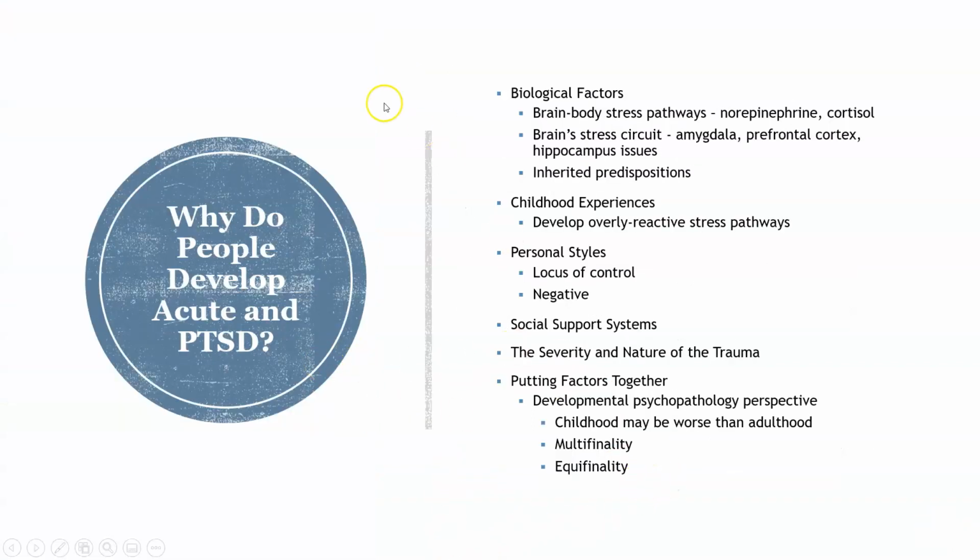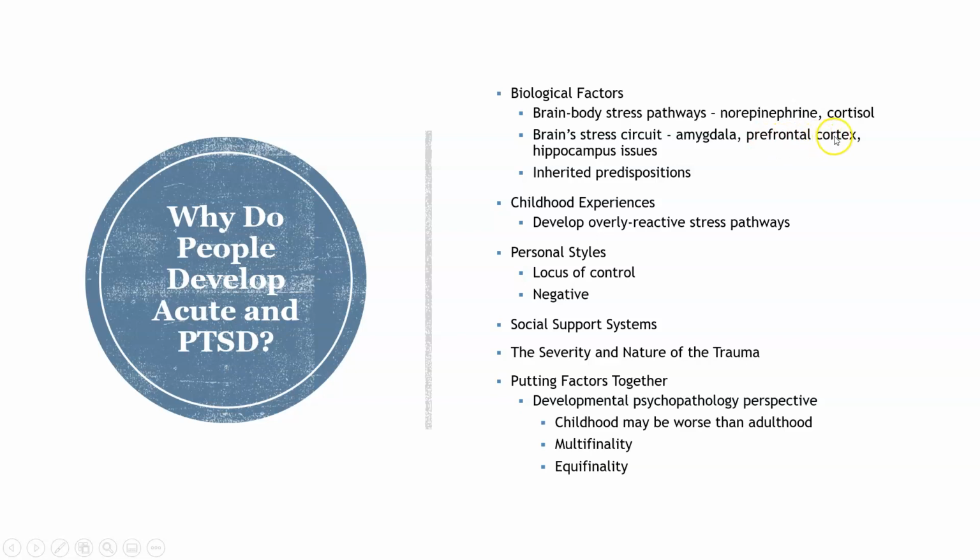And so why do people develop acute and post-traumatic stress disorder? Well, there could be biological factors that we talked about, disruption in those brain-body stress pathways, right? Our brain stress circuit is basically having misinformation between the amygdala, the prefrontal cortex, and the hippocampus. The amygdala is really responsible for our emotional response.